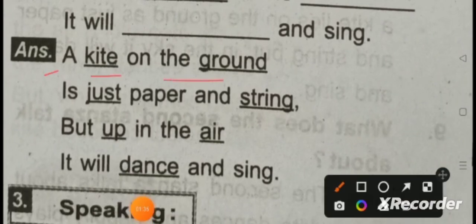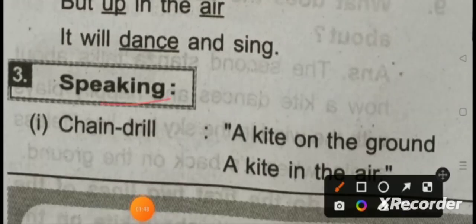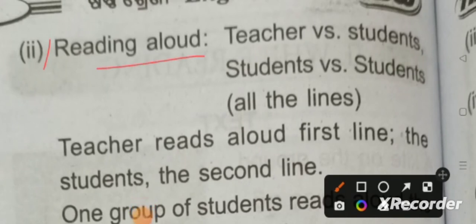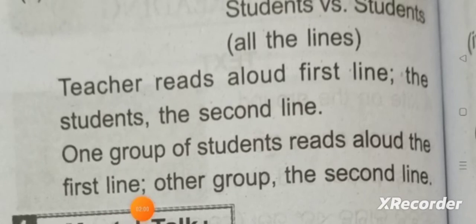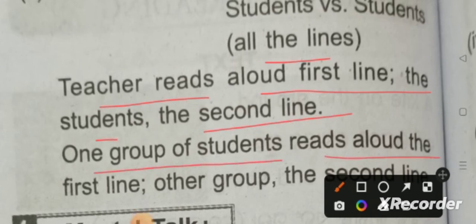Answer. A kite on the ground is just paper and string, but up in the air it will dance and sing. Speaking 3. A kite on the ground, a kite in the air. Reading aloud. Teacher reads aloud all the lines. Teacher reads the first line, the student the second line. One group of students reads aloud the first line, the other group the second line.